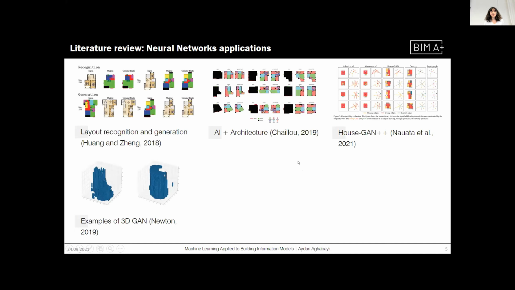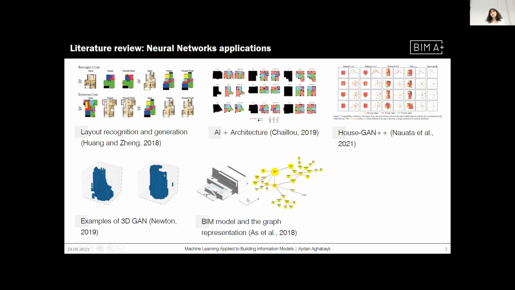Then the implementation of generative adversarial networks, which are part of neural networks, started to implement 3D data. And here you can see some automatically generated models. Some researchers started to use the data from BIM models. Here, the Revit API was used to extract the data connectivity from the model.